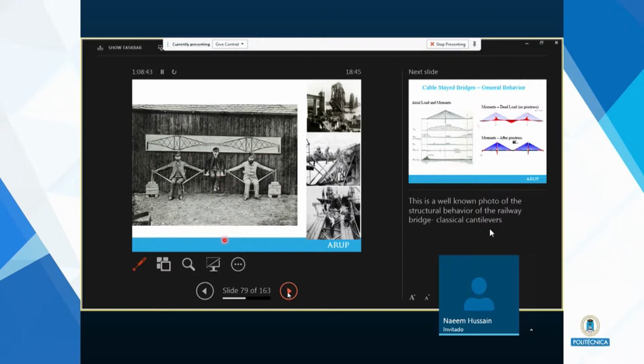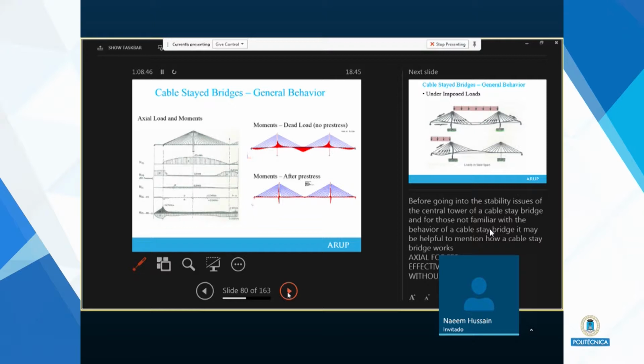And just a little recap on how a cable stay bridge works. A lot of you I know already know it, but the way a cable stay bridge works is that under dead load, after pre-stress, there are no bending moments in the cable, and then you also have a tower that has got sort of neutral bending moment in it.